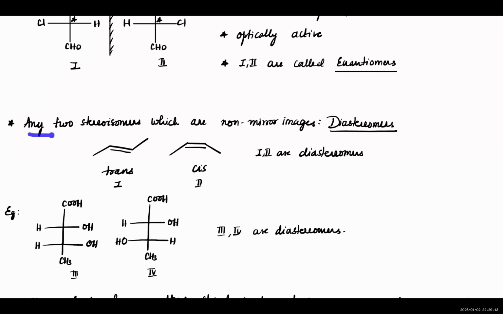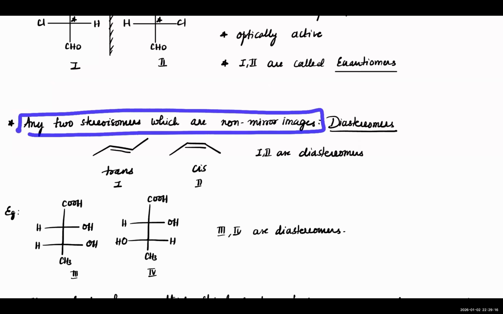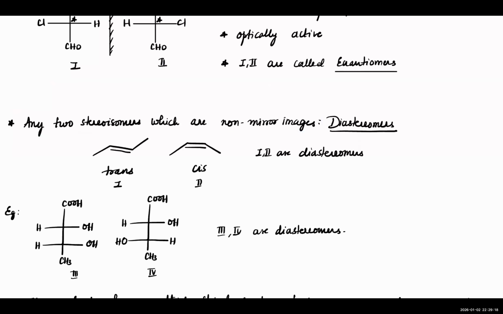See, any two stereoisomers which are non-mirror images, not optical isomers, please remember it is stereoisomers, I'm using the term stereoisomers. Any two stereoisomers which are non-mirror images, we call them diastereomers. You know that a geometrical isomer is also a stereoisomer, and in geometrical isomers we can have cis and trans. And you know that cis and trans are not mirror images of each other. Hence, we can call 1 and 2 diastereomers as well. That means cis and trans are diastereomers.